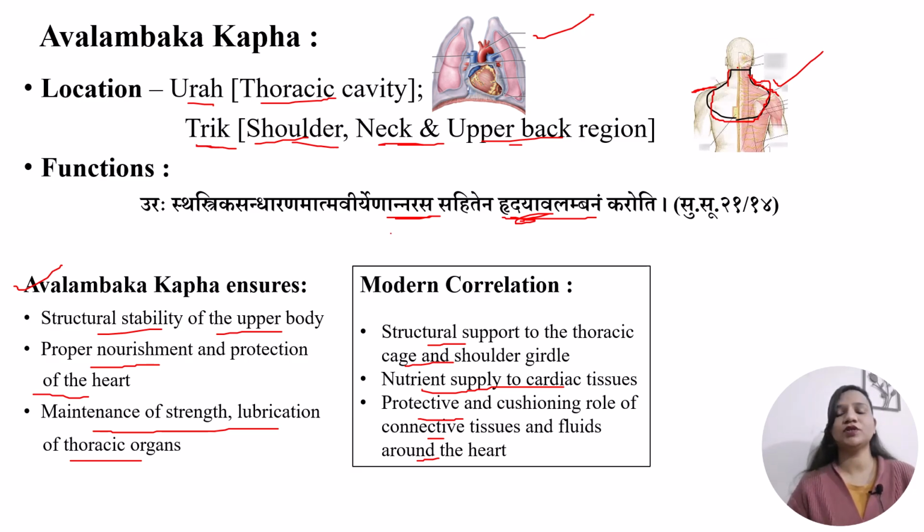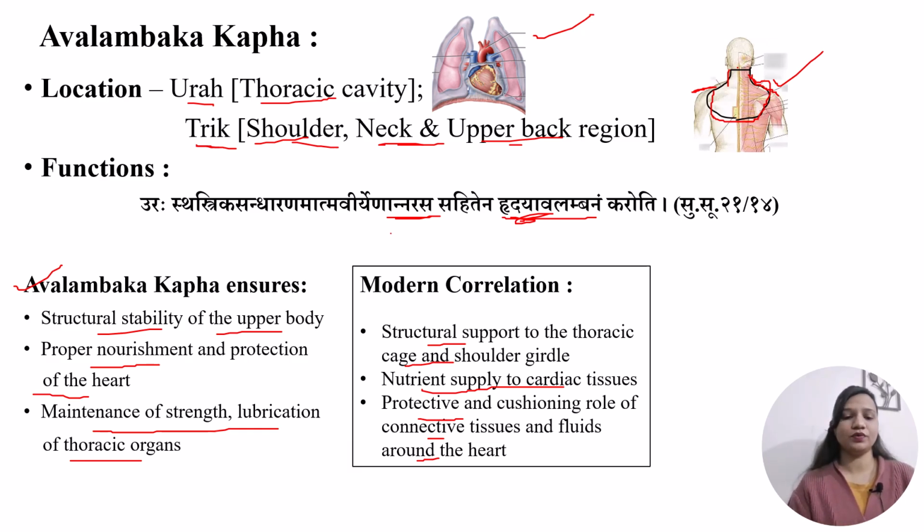So the connective tissues and fluids around the heart, which perform the function of protection and give cushioning to the heart, can also be compared with the kapha dosh, especially the avalambak kapha. Okay. So I hope you understand what Avalambak kapha is and how it acts as a supportive and stabilizing force in the chest.